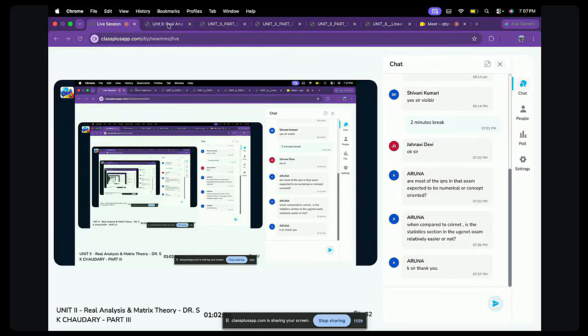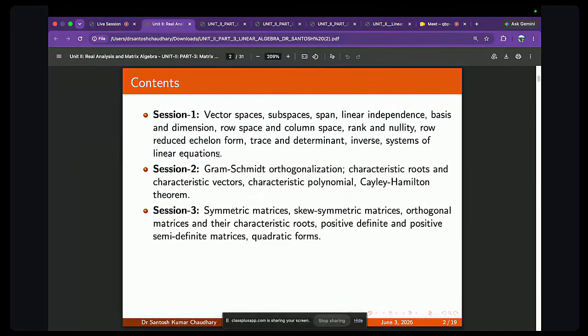Okay, so let's continue. This we have completed so far. Now we'll continue from Gram-Schmidt orthogonalization, then characteristic root, characteristic vector, characteristic polynomial, and the Cayley-Hamilton theorem. They are the easier part. It will take, I think, 10-15 minutes only.